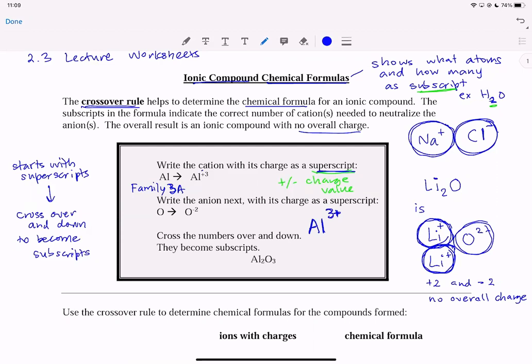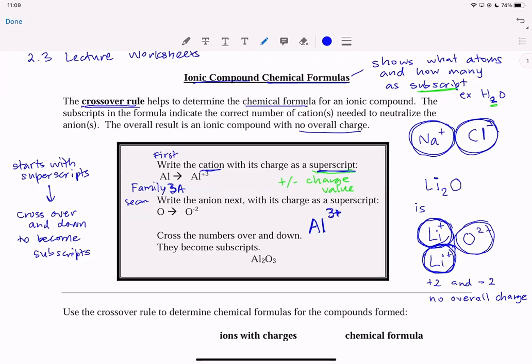So then that's the cation. So that's the positive charge. The positive charge is always first. Okay, so I'm going to write that first, number one. Second is the anion. The negative charge always follows. Positive leads, negative follows. So the anion is next, and the anion is the negative charge. And you want to write that with the charge value as a superscript.